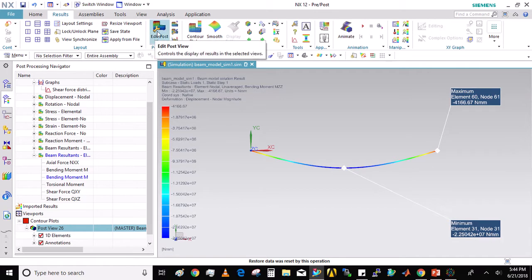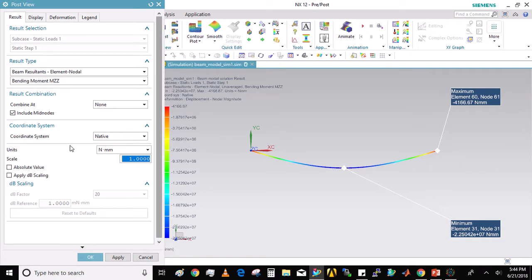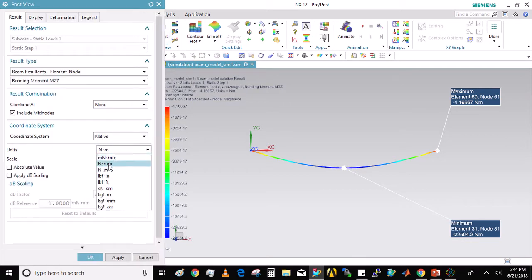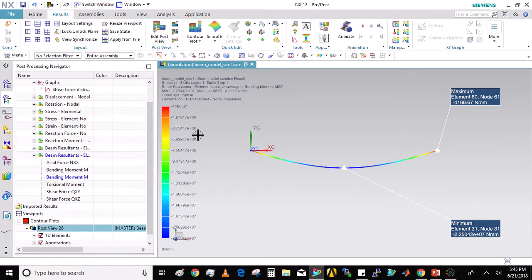You can change that in edit post view if you go. You have the units here. If you change the unit to Newton meter, now you have 22,504 Newton meters, which is 22.5 kilonewton meters. You can change that back, or you can keep it.